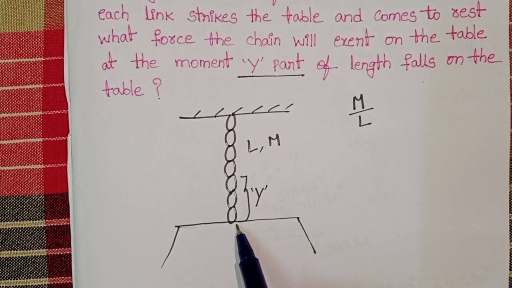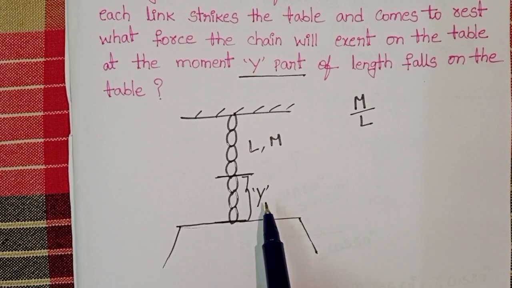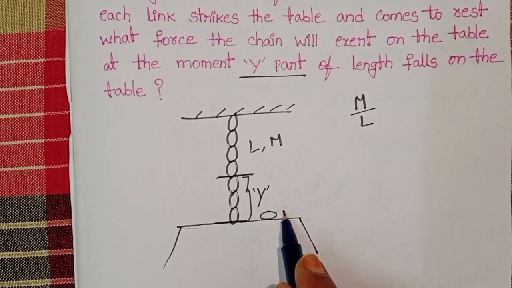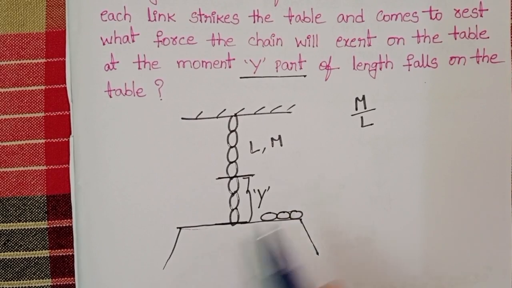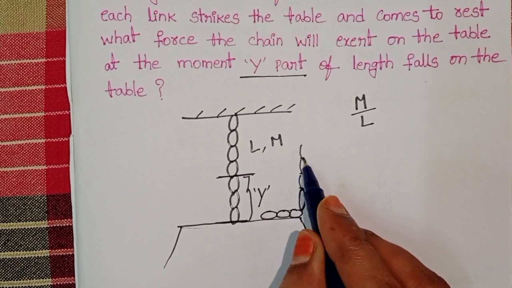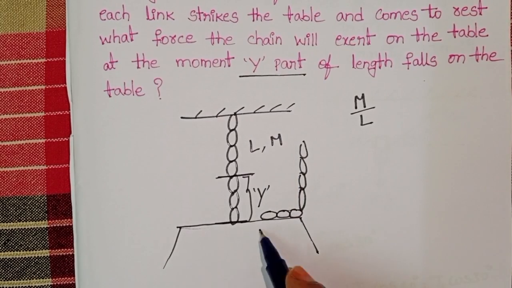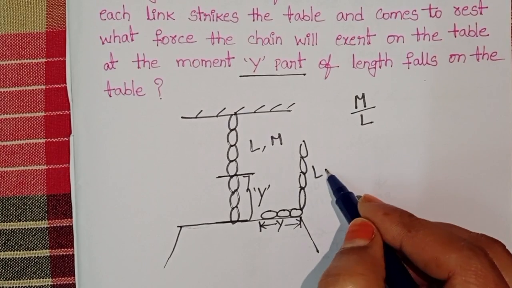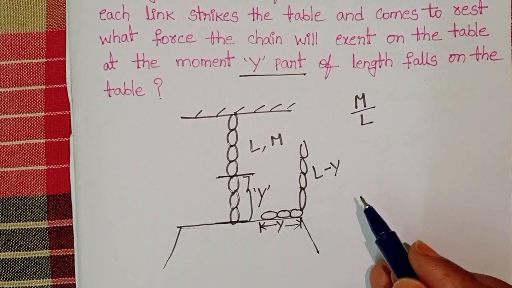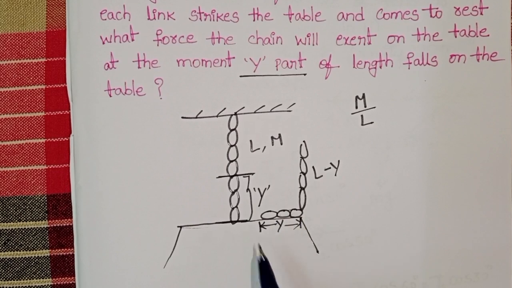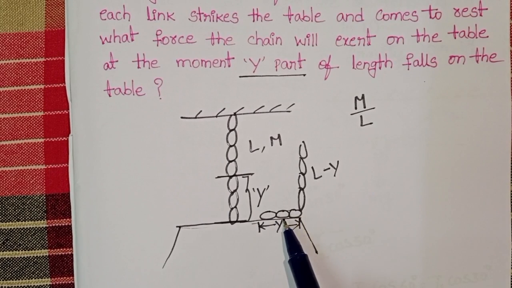Total length is L. This small part length is Y. So when this chain is released, Y part of the chain comes to rest and the remaining part is still in the vertical direction. So this length is Y and the remaining part is L minus Y. Here we have to calculate how much force is exerted by this Y part on the table. This small part exerts two different forces on the table.